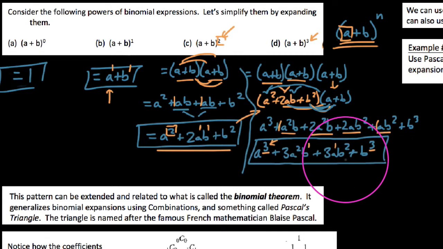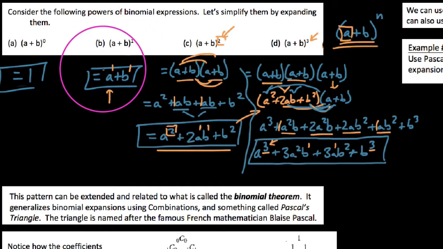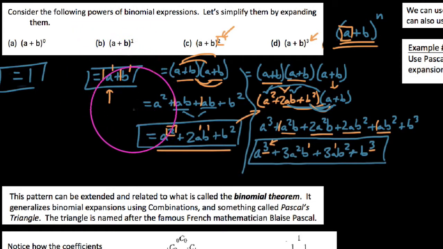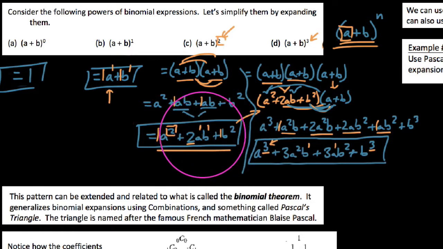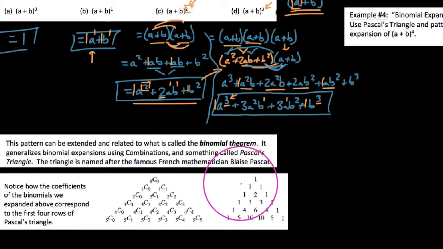Okay. So now the only other pattern that I want to share with everybody is this. When we took a plus b to the first power, we got 1 a to the first and 1 b to the first. But when I took a plus b to the second power, I got 1 a to the second, 2 a to the first, b to the first, 1 here. So I got 1, 2, 1. And when we look at the coefficients here, we got coefficients on all of my terms of 1, 3, 3, 1. This can actually be extended into what we call the binomial theorem. It generalizes binomial expansions using combinations in something we call Pascal's triangle. So all of these coefficients that I'm referring to here are going to be derived from this Pascal's triangle.